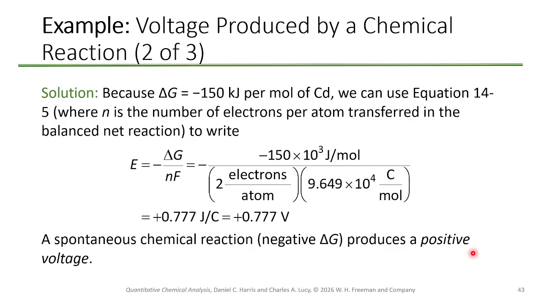That is a spontaneous chemical reaction. It's a negative delta G. It'll produce a positive voltage. And so this spontaneous chemical reaction could be put with something that needs 0.777 volts or less to power it. Okay.